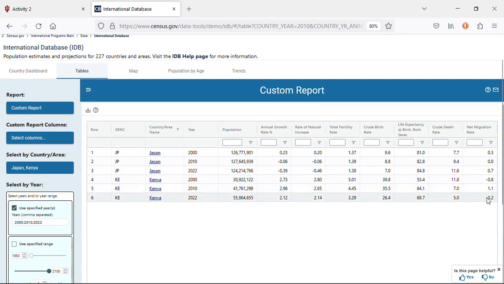Now you look at the migration, very typical of countries like Kenya. They have kind of waxes and wanes in terms of migration. Sometimes it's a lot of in-migration, sometimes a lot of out-migration. We can see that back and forth. But for the most part, because it's in sub-Saharan Africa as a whole, you're going to see a lot of out-migration to other nearby regions.